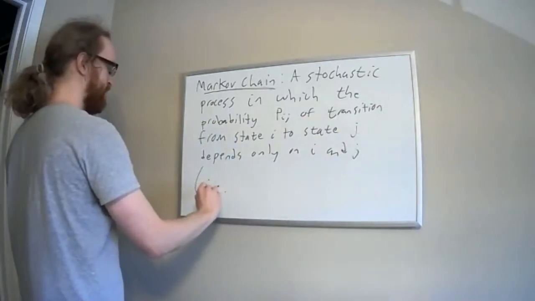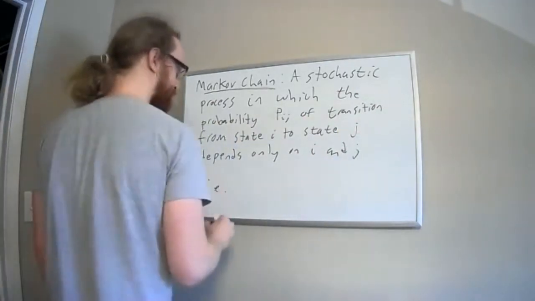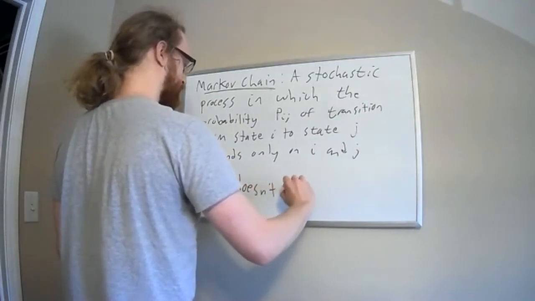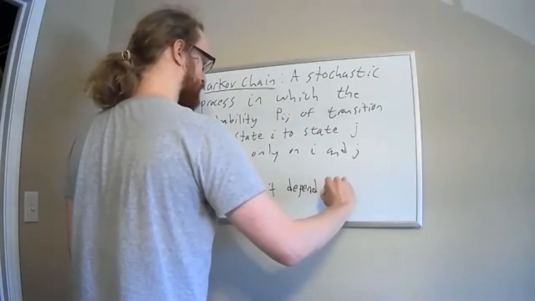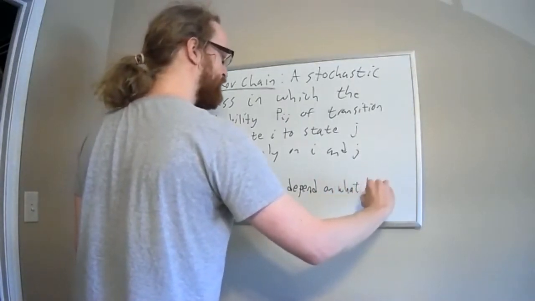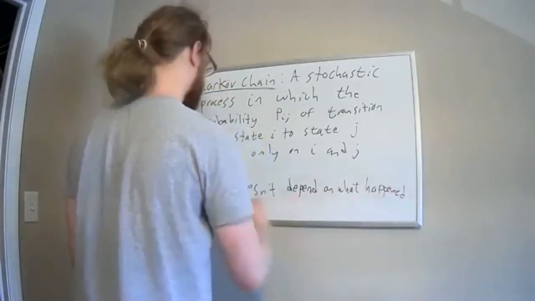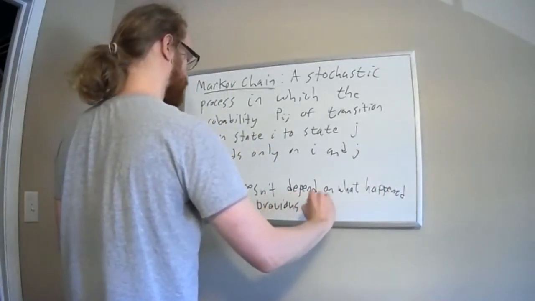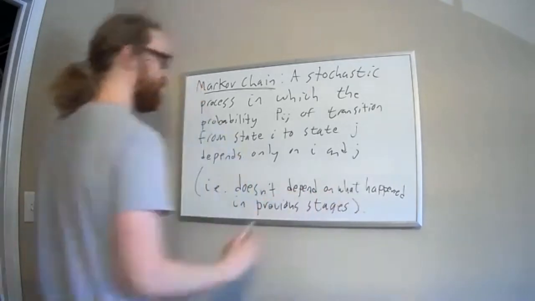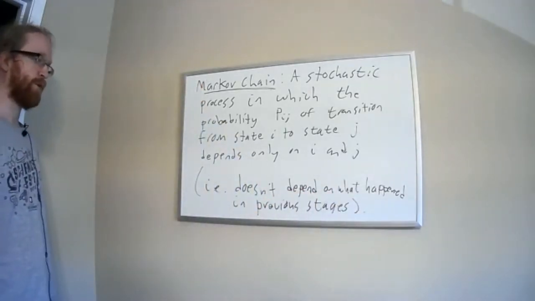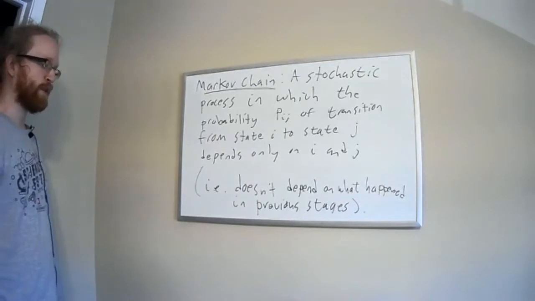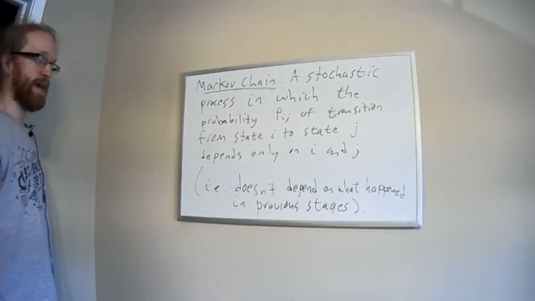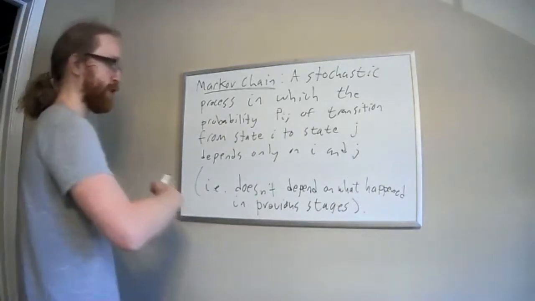Said slightly differently, this probability does not depend on what happened in previous steps or stages. So the probability of transitioning from one state to another doesn't depend on what's happened in the previous stages of this experiment. It just matters where you are now and what you're looking to go to next.